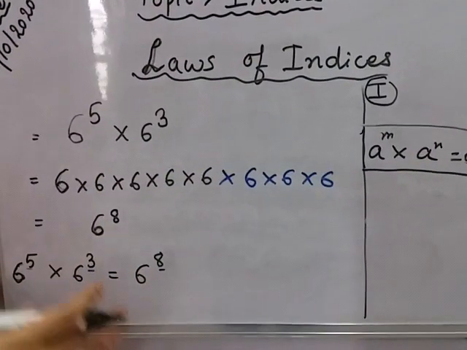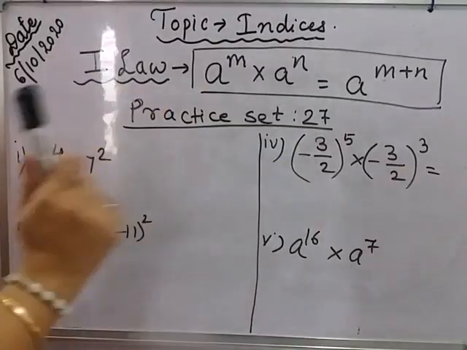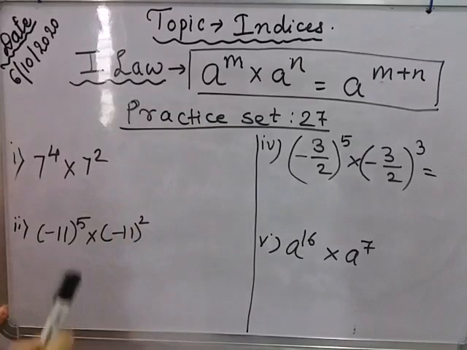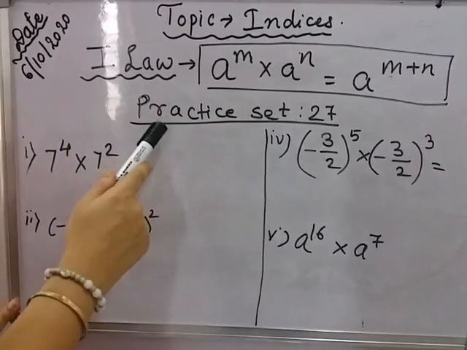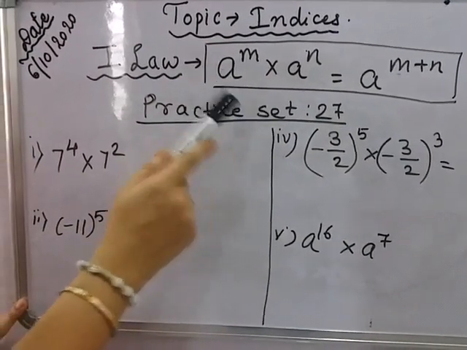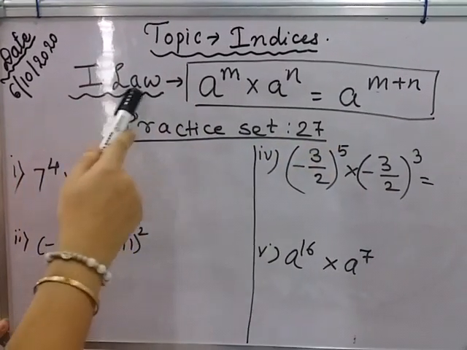So now based on this, let's start with a practice set. So student, let's start with the practice set 27. This practice set 27 is based on the first law of indices. Before you start practice set 27, you have to write this practice set in the notebook itself. So before that, in the notebook, just write down the first law.